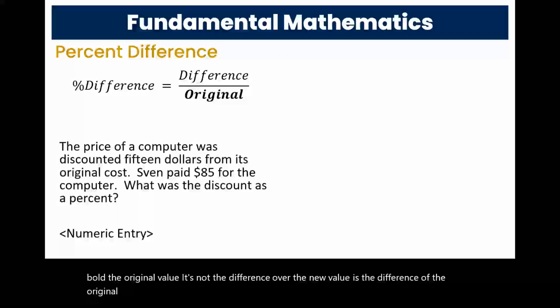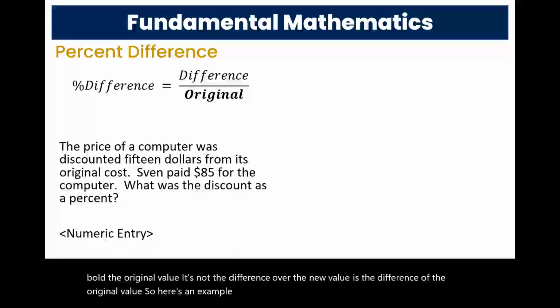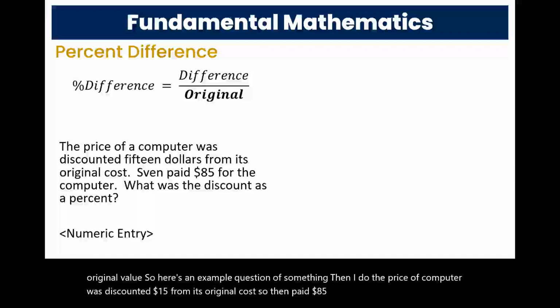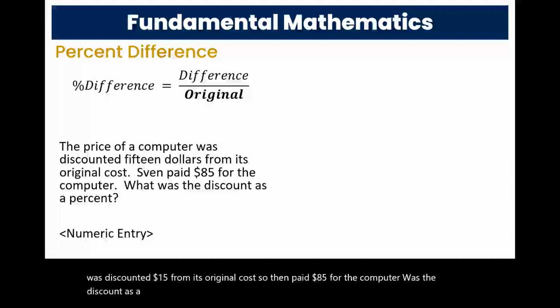So here's an example question of something they might do. The price of a computer was discounted $15 from its original cost. Sven paid $85 for the computer. What was the discount as a percent? What is the way that many people accidentally go wrong? What's the trap answer here?